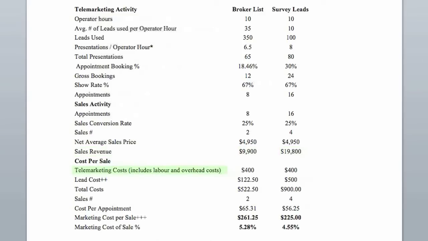So lead costs are $40 per operator hour, times 10 hours is $400. So your total costs come out to $522.50 for the broker's list leads and $900 for the opt-in survey leads. Now, of course, that's a lot more money for the survey opt-in leads than for the broker leads.